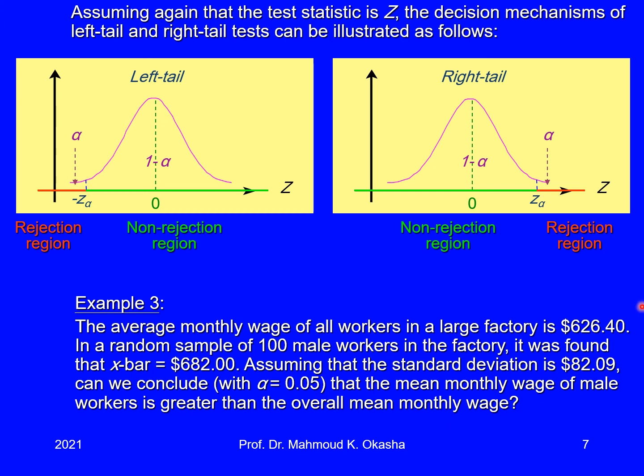This is the example, and we say this $626.4 is mu, because it is the average monthly wage of all workers, the population mean. This is the population mean mu, and X bar is 682, and n equals 100, right?